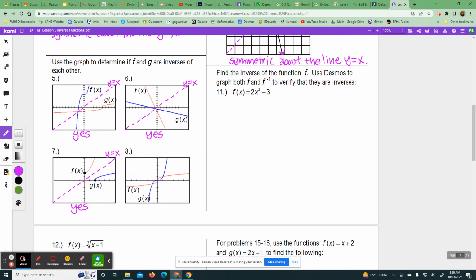So it says here, find the inverse of the function f. Use Desmos to graph both f and f inverse to verify that they are inverses. Okay? So let's go ahead and find f inverse. So the first thing I do is I make this y. Then I interchange y and x. And then I solve for y. So I'm going to bring the 3 over, the minus 3. That makes it x plus 3.